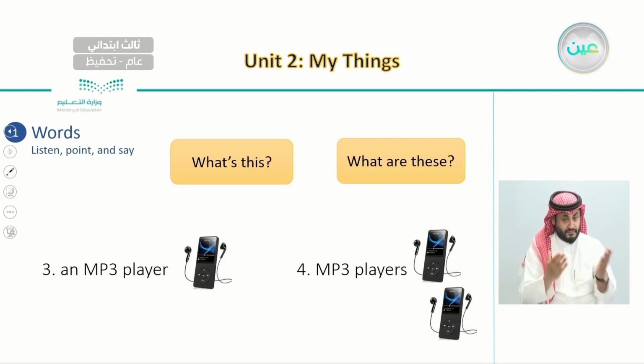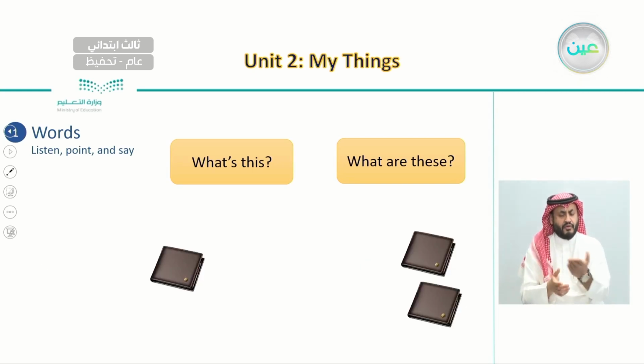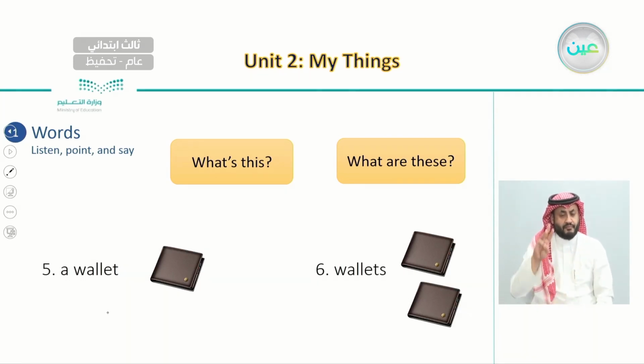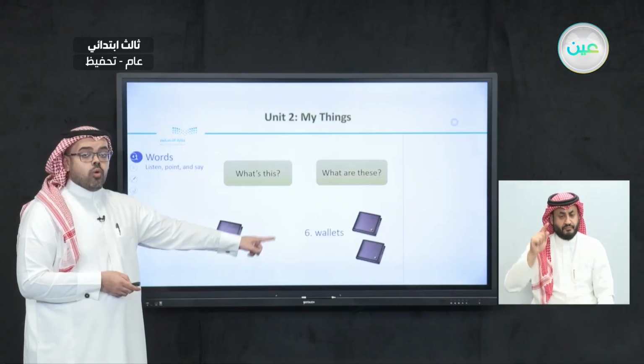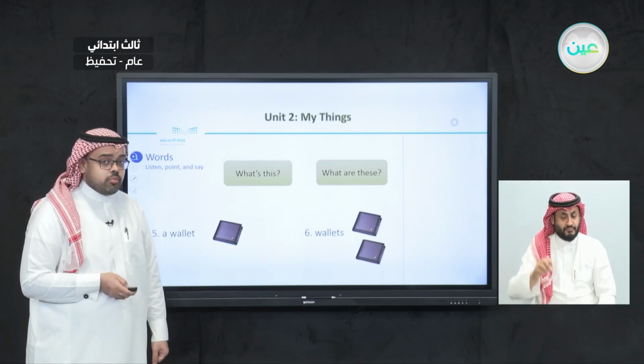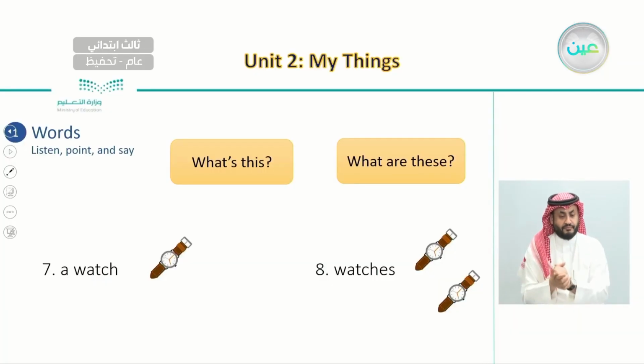One more example. So, what's this? It is a wallet. And what are these? They are wallets. Now, the last example we have is this. What's this? It is a watch. And what are these? They are watches.